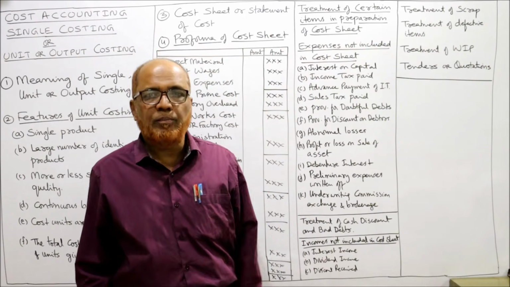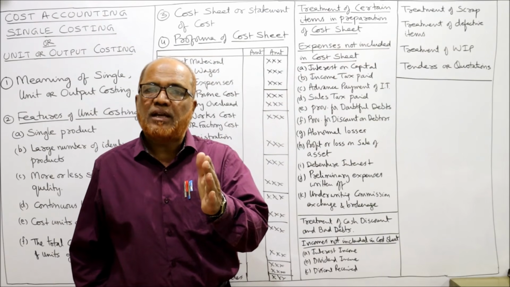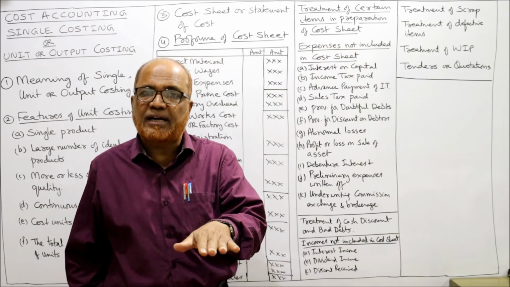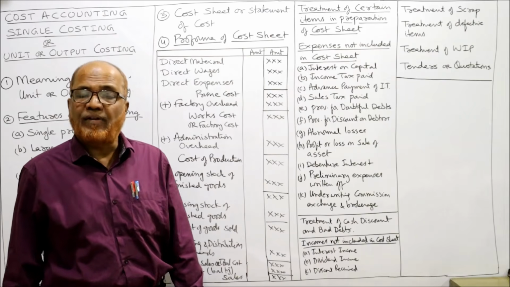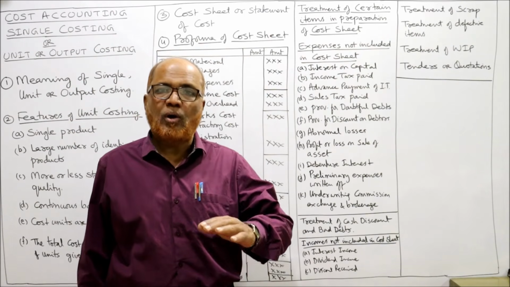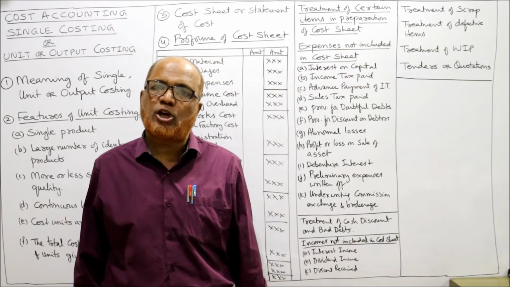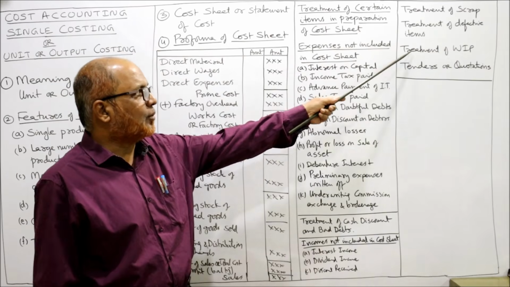Now, treatment of work in progress. Just now I told you, opening WIP will be added and closing WIP will be deducted to factory overhead. So in factory overhead, we add opening work in progress and subtract closing work in progress. That is the treatment of work in progress.